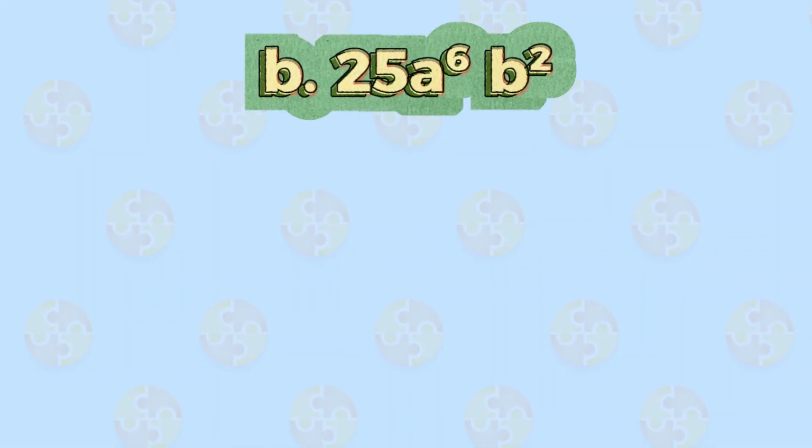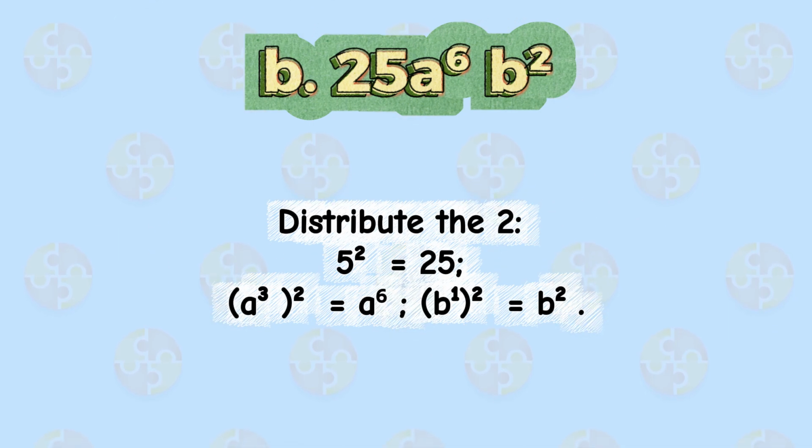The correct answer is B, 25a to the sixth power b squared. Distribute the 2. 5 squared is 25. A cubed squared is a to the sixth, b to the first power, squared is b squared.